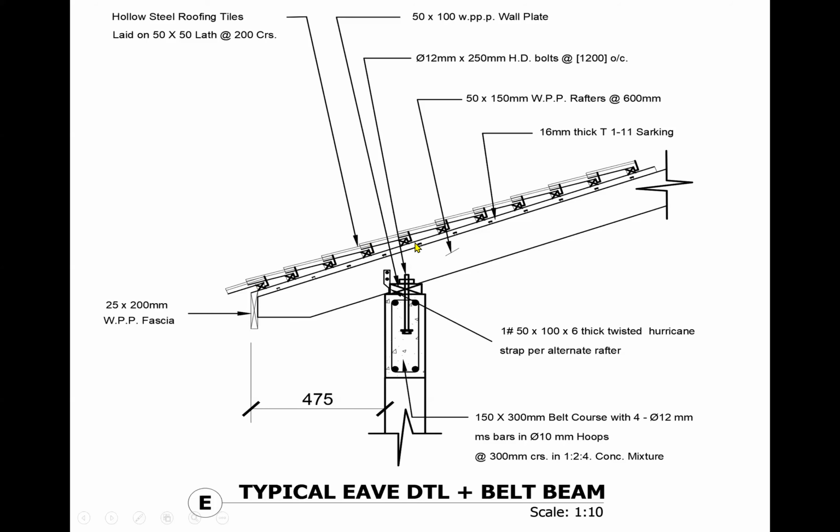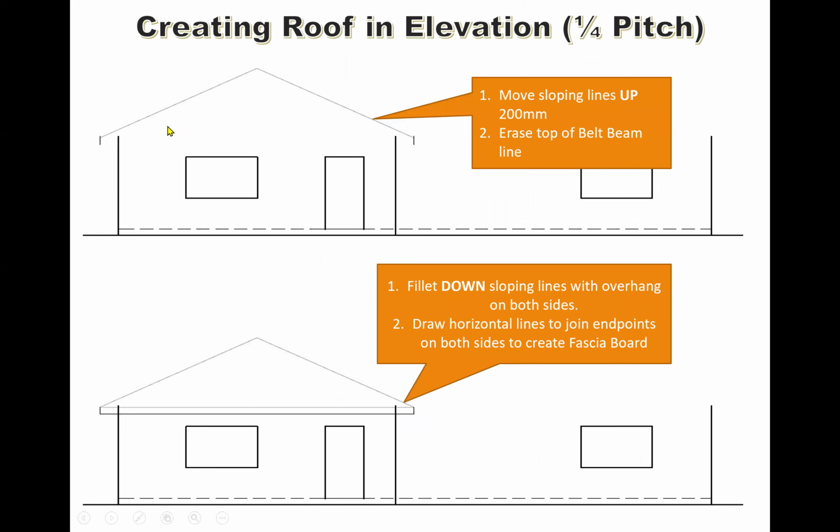So that will pick up in our next step to say we need to move those two sloping lines only up to the top of the face of the roof by 200, and then we can erase the top of the building line. Afterwards, we will draw horizontal lines after we fillet the corners to clean up to create the fascia board. All right, let's jump back to AutoCAD and those steps will be demonstrated.